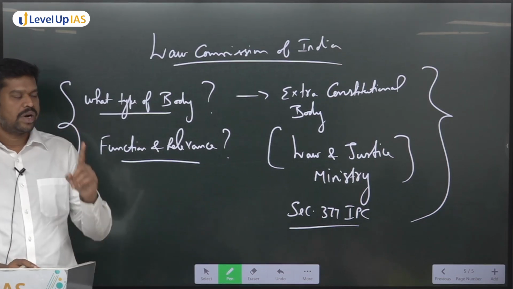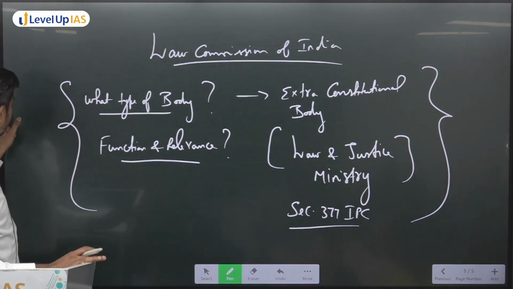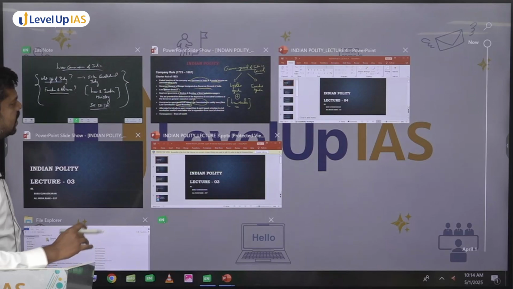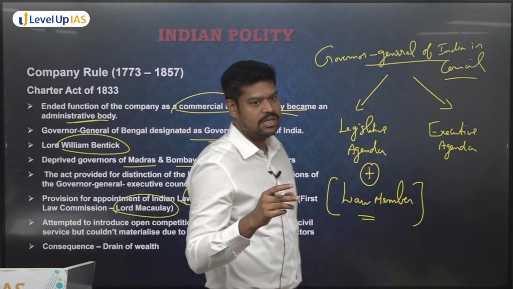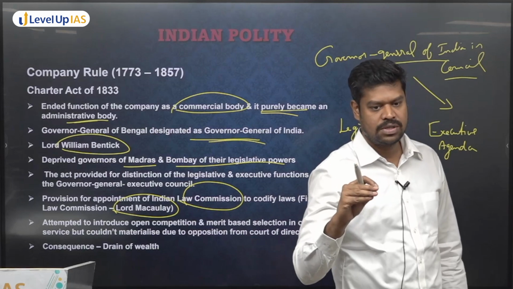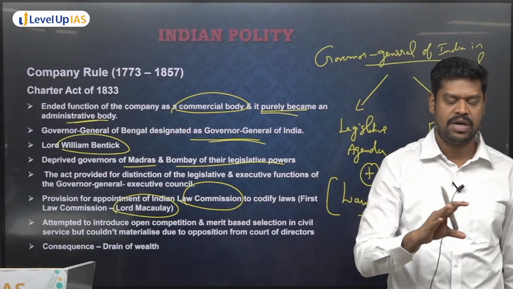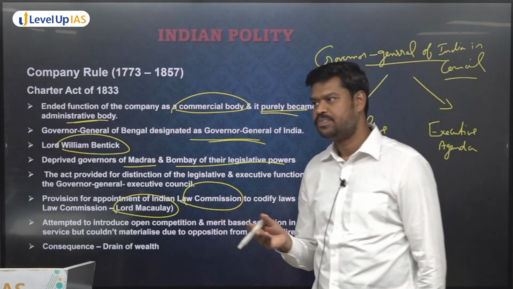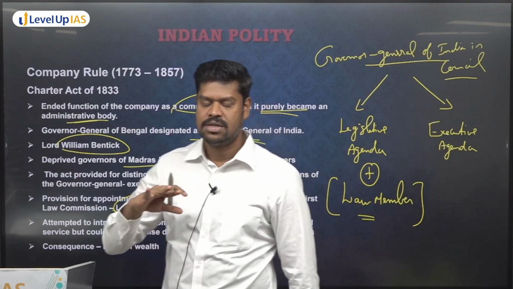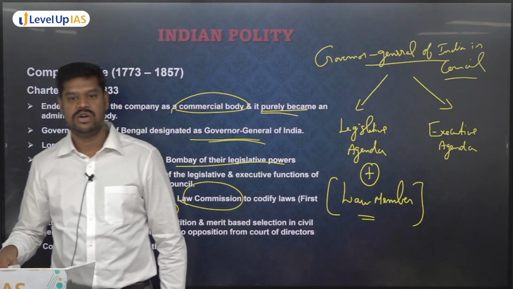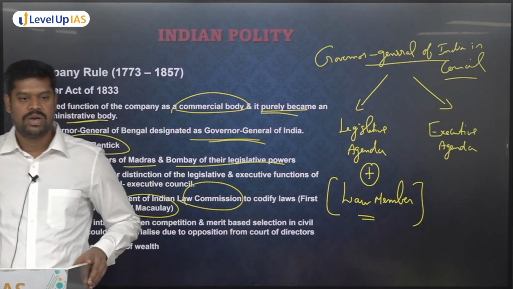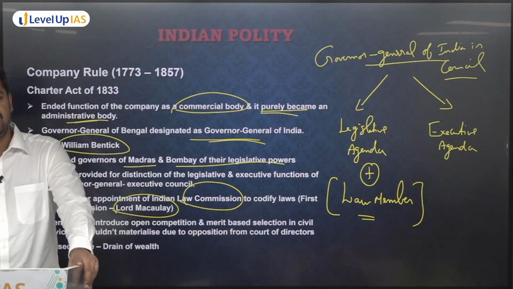All right, so try to understand, this Charter Act of 1833 was significant for a number of reasons. And the other important thing is that it tried to bring in what is called open competitive examination, but it did not materialize. Do you know why this 1833 Act, which tried to bring in open competitive examination, did not materialize? Who was majorly opposing this idea of open competitive examination?